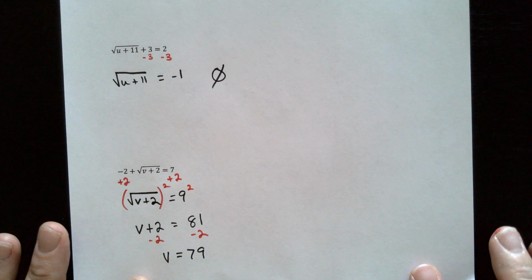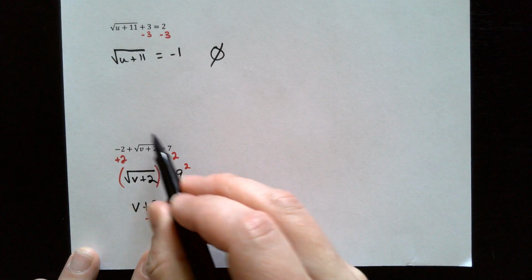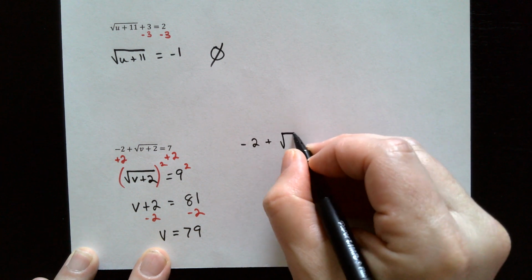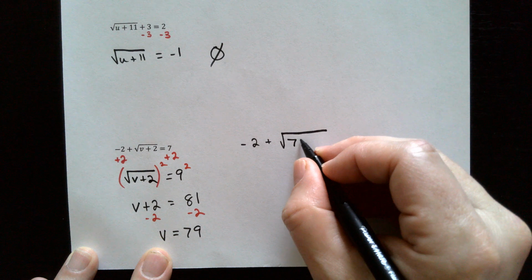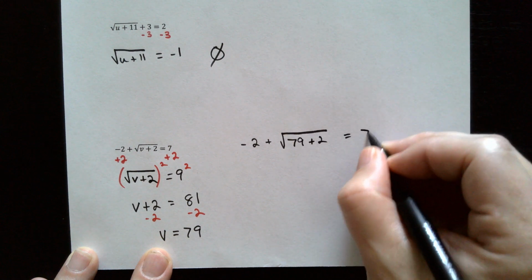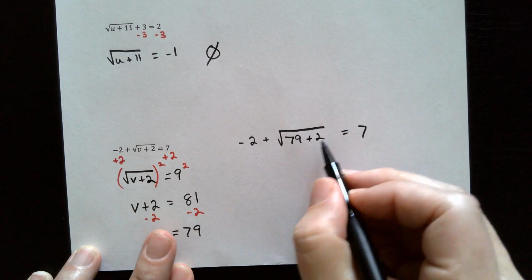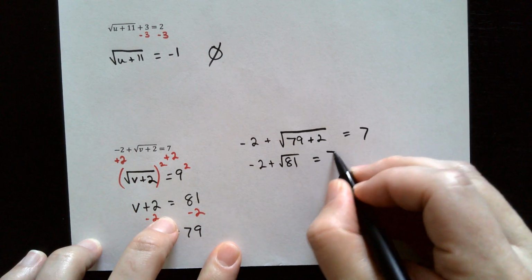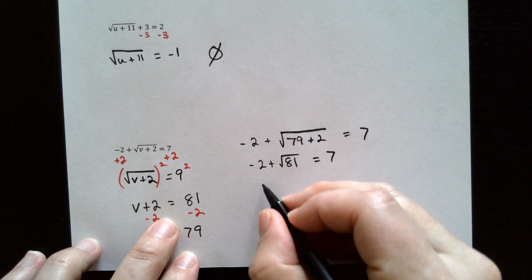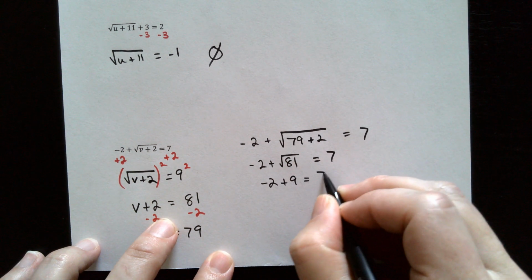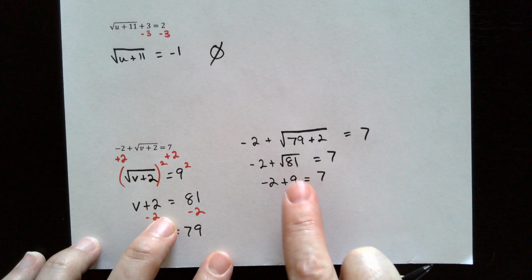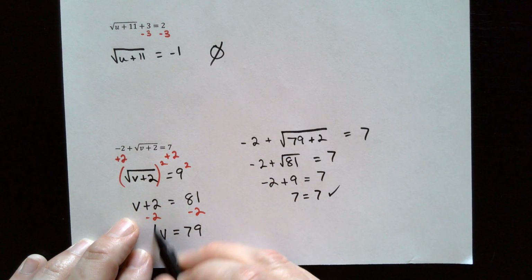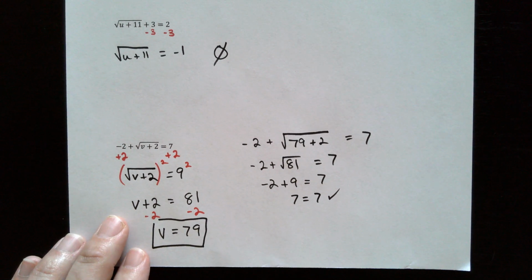Now, since we came up with an actual solution on this, let's go ahead and plug it into the original equation and see if it works. So that's negative 2 plus the square root. Instead of v, we'll write 79 plus 2 equals 7. Let's see if this is actually true. So 79 plus 2 is 81. So negative 2 plus the square root of 81 equals 7. The square root of 81 is 9. So negative 2 plus 9 equals 7. Is this true? Well, if we do 9 minus 2, that is 7. So 7 equals 7. So that checks out, which means our solution is this right here.